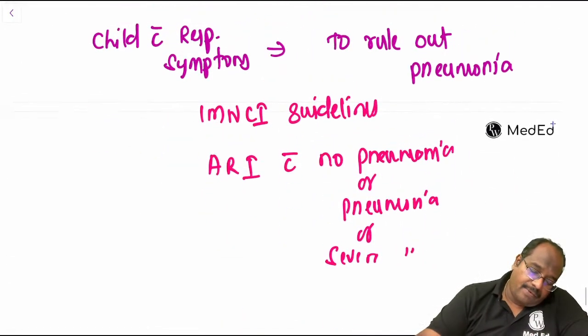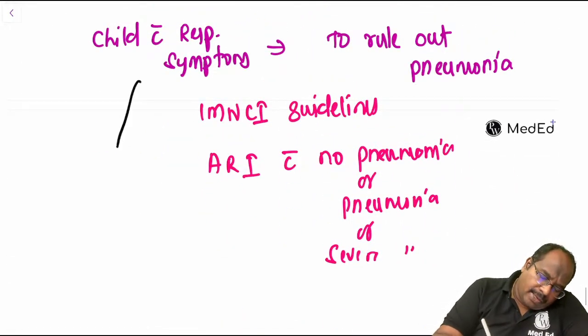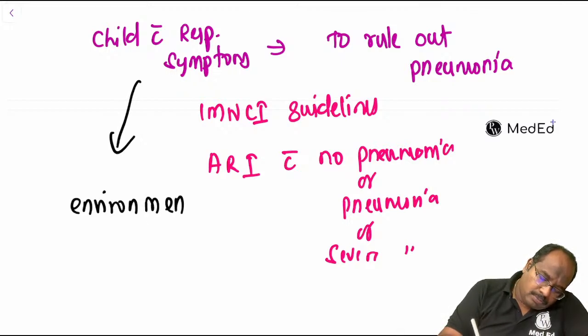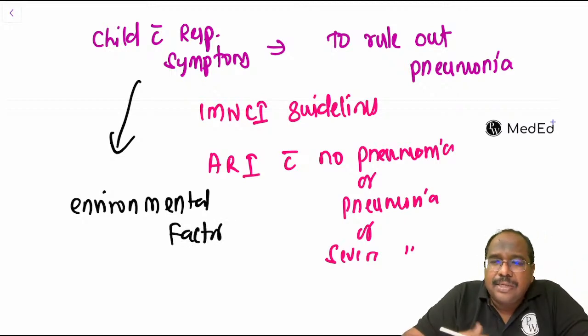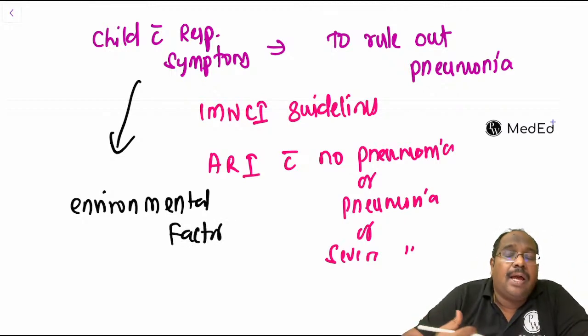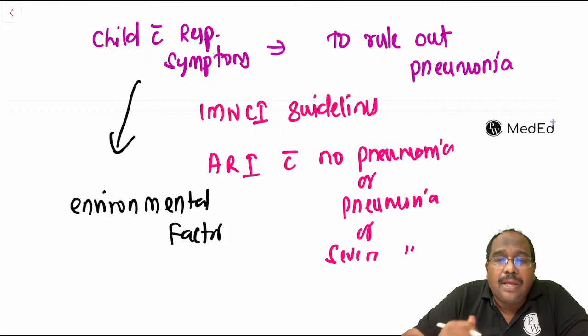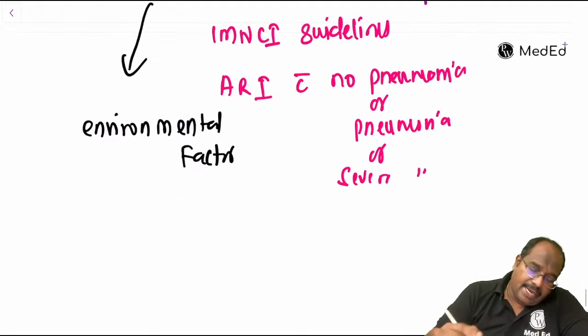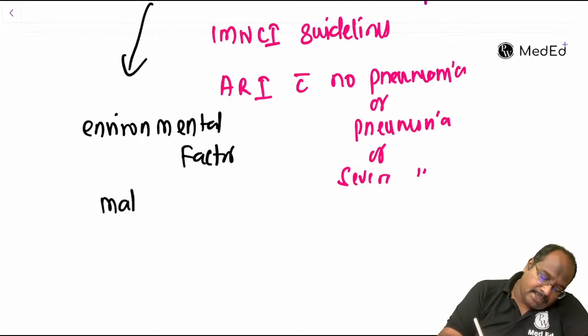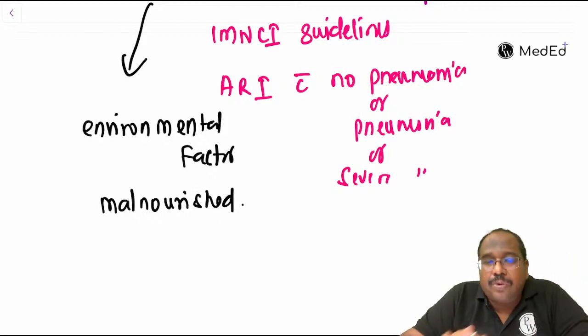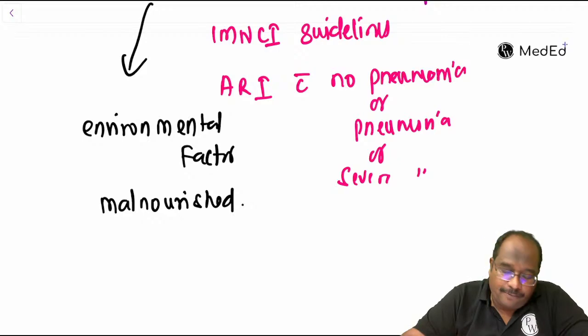And also, what you can expect is what are the environmental factors that can contribute to pneumonia in children. Is there any overcrowding? Is there any indoor air pollution? Is parental smoking there? Second, we will look for whether the child is malnourished or not. So don't forget to examine the baby properly.